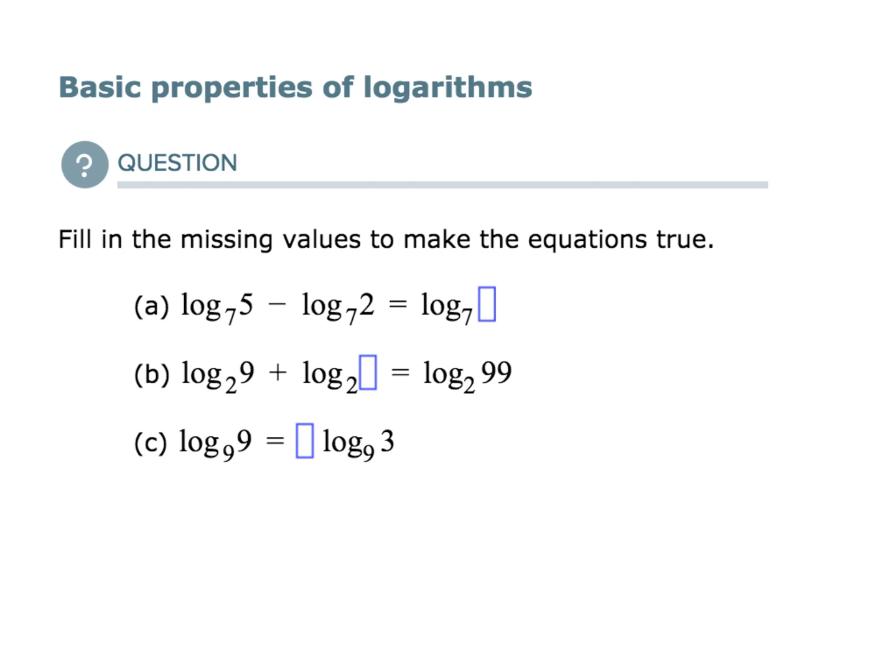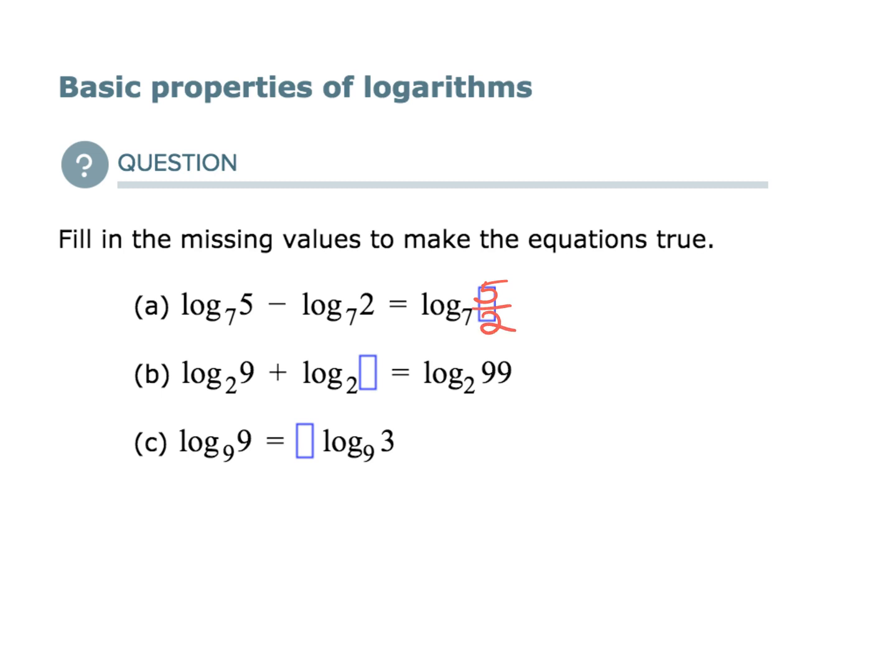Okay, let's try another one for extra practice. Log base 7 of 5 minus log base 7 of 2. First of all, let's double check that the bases are the same. Okay, the bases are the same, so that's good. Now I have subtraction. When I subtract two logarithms with the same base and combine them to be a single logarithm, subtraction becomes division. So what I end up having here is 5 divided by 2.